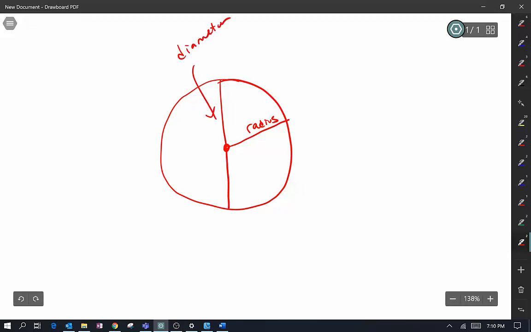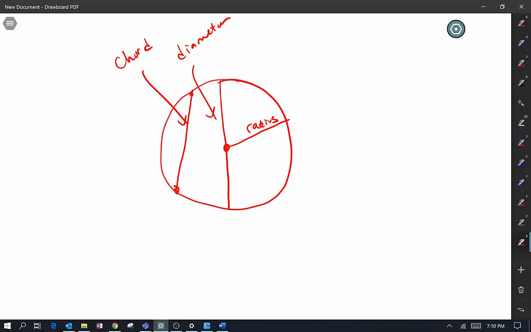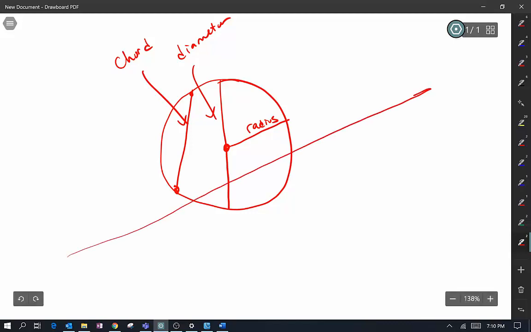Now we're going to learn some words that you may not know. If a line segment cuts through the circle in two spaces, like here and here, this is called a chord. There's one other one I don't think we're going to be talking about today, but if you have a line that cuts through a circle and just keeps going, that is called a secant.